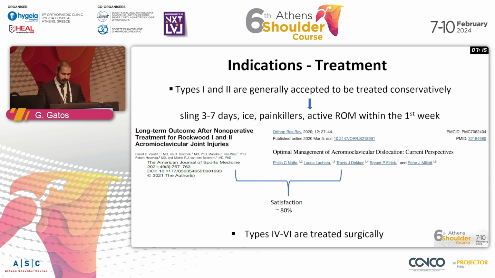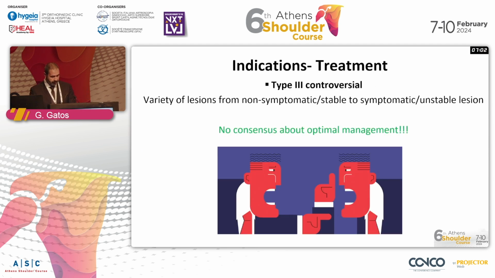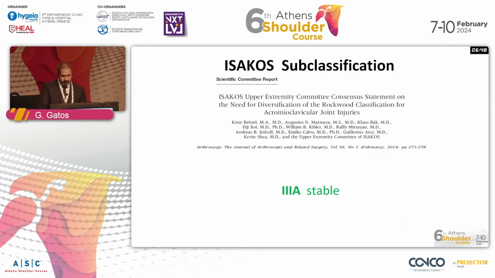So what are the indications and treatments for each type? Types 1 and 2 are generally accepted to be treated conservatively. Types 4 to 6 are mostly treated surgically. The controversy is over type 3, where there is a variety of lesions from non-symptomatic to symptomatic. There is still no consensus about optimal management.